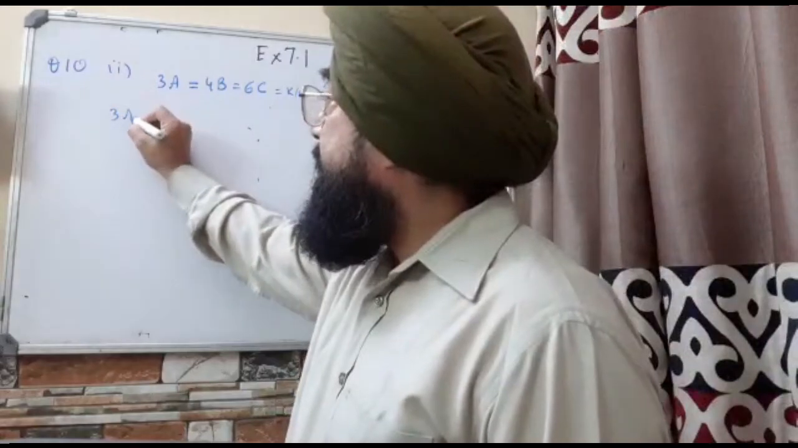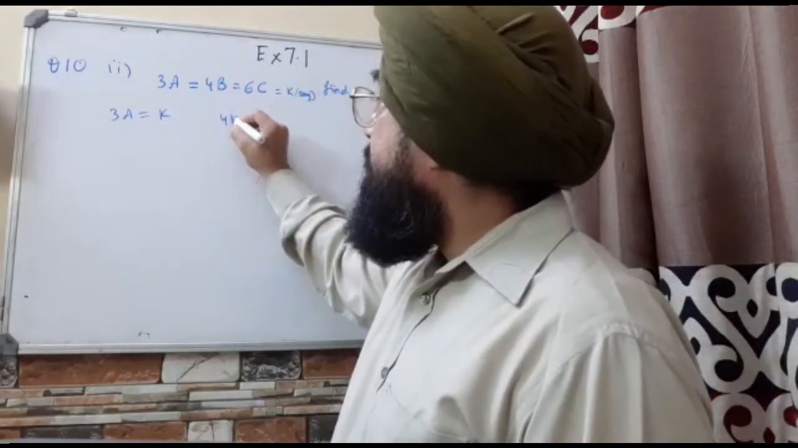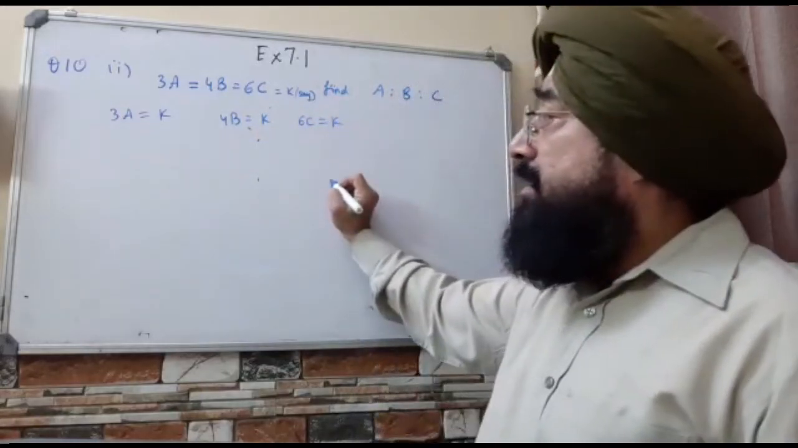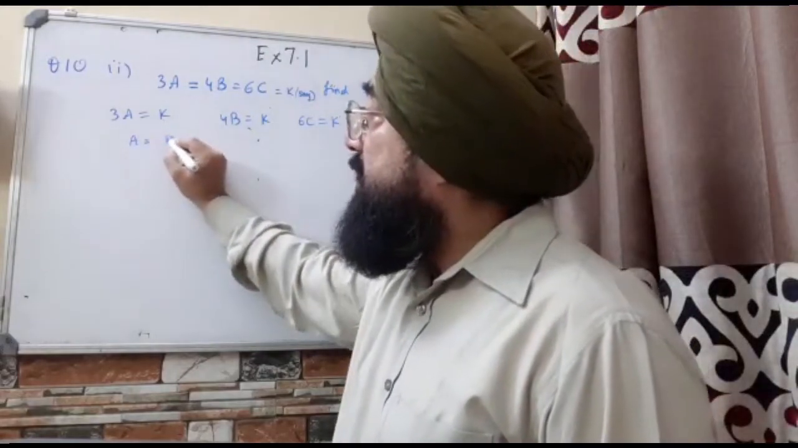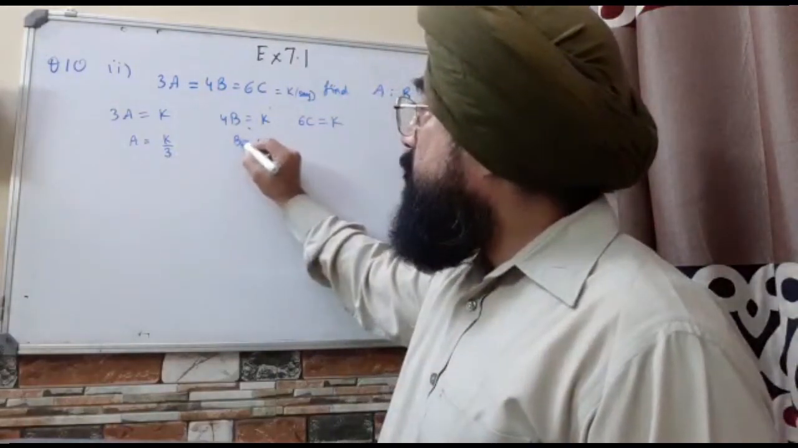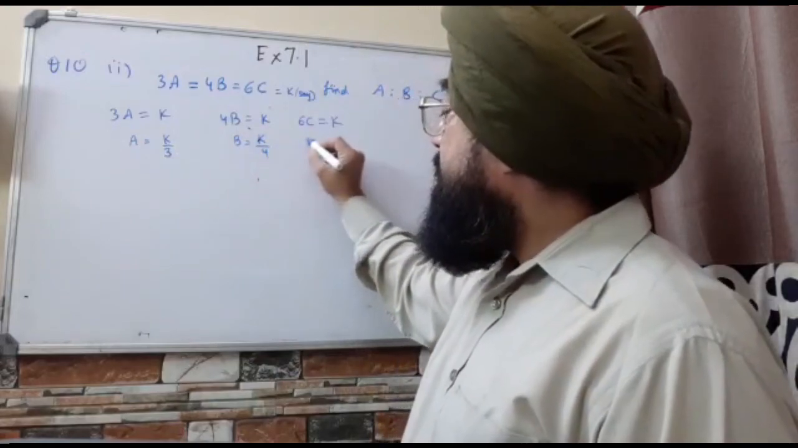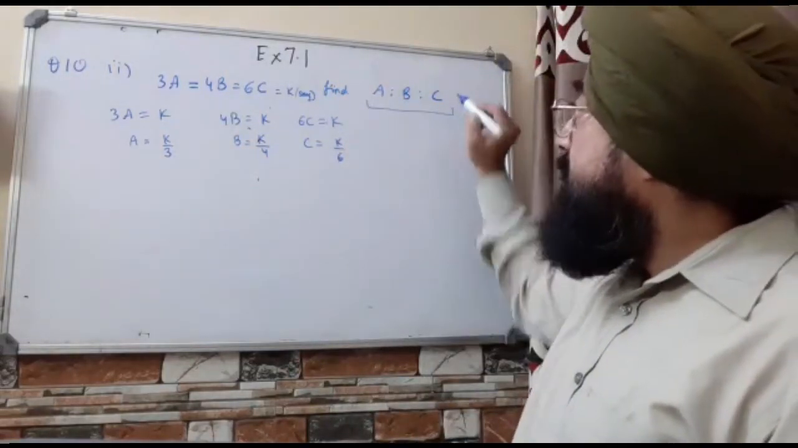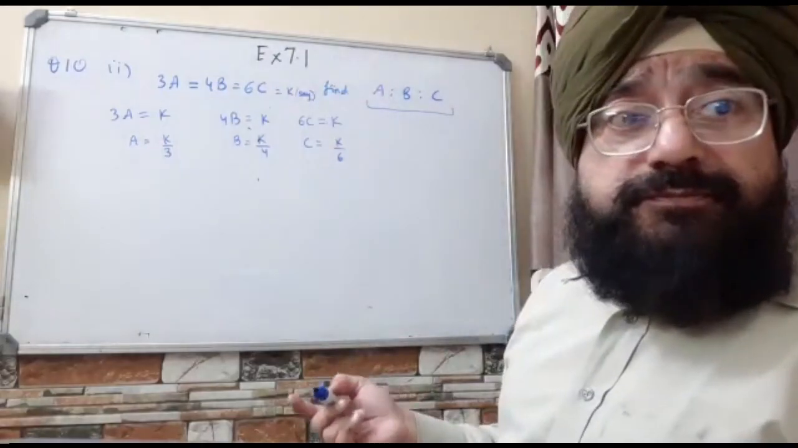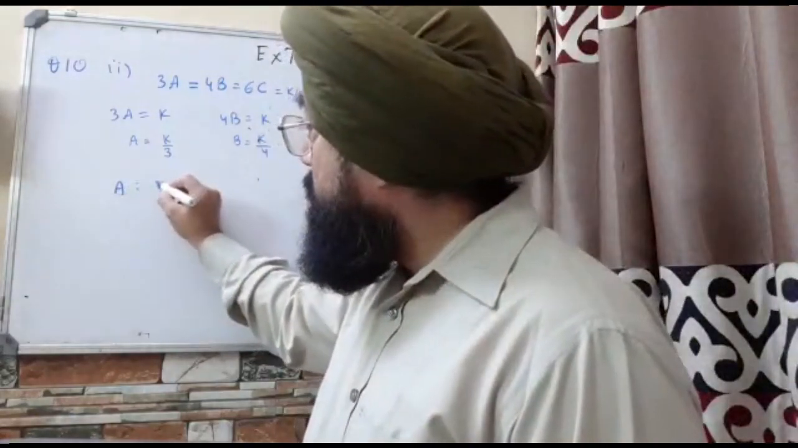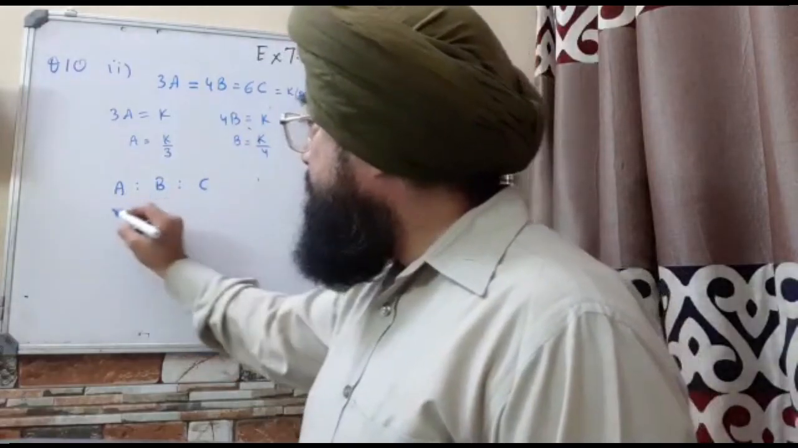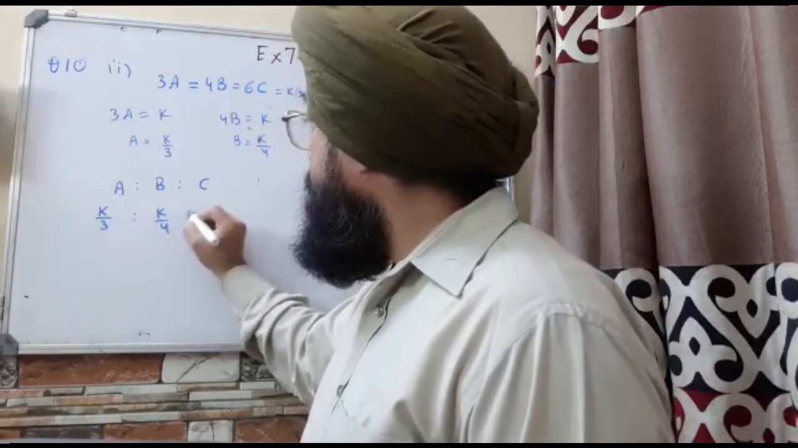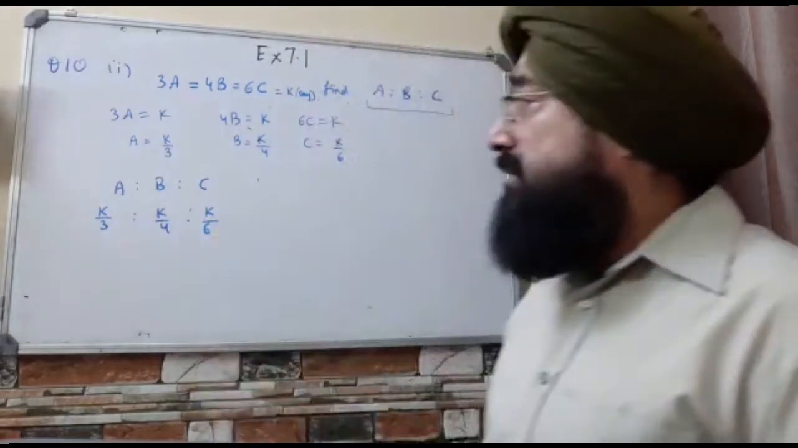That means 3A is equal to K and 4B is equal to K and 6C is equal to K. So that means A comes out to be K over 3, B comes out to be K over 4 and C comes out to be K over 6. But we are supposed to find A is to B is to C. And therefore A is to B is to C happens to be K over 3 is to K over 4 is to K over 6. What do you say?